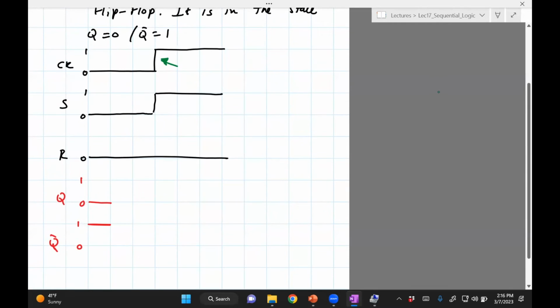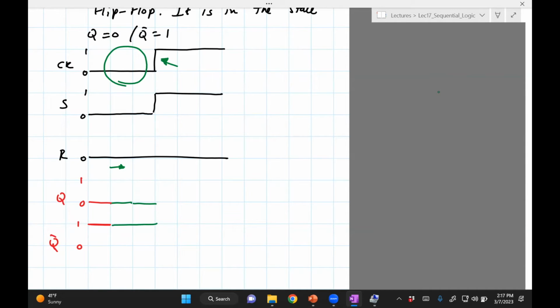Really we cannot see beyond this, because we assume that at time t equals 0, this is the state. So 0, 0: there's no edge here, so whatever happens here is not going to really affect anything down at Q and Q bar, because there's no edge till this point. So we will see that the output will just be what it is.